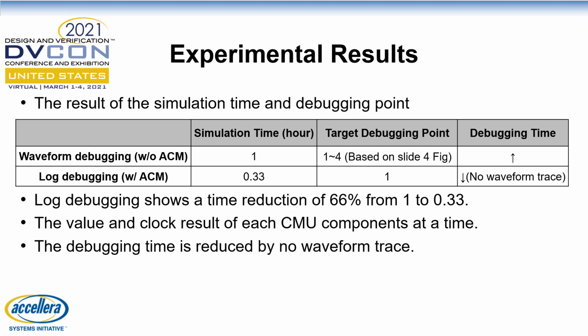Meanwhile, the target debugging point shows the number of CMU components traced for clock debugging. It depends on the total number of CMU components in the associated block design. In the case of log-based debugging with the ACM, the target debugging point is only 1. It means we can debug the clock issue through the clock debug information in the log at a glance. It results in reduced debug time because it has no waveform trace time.